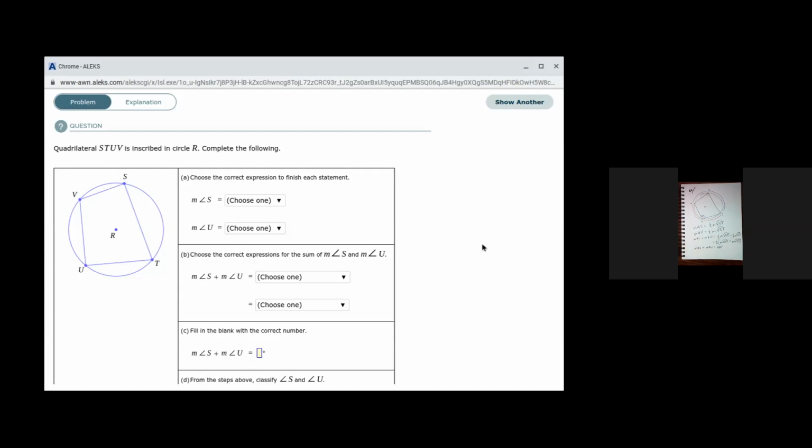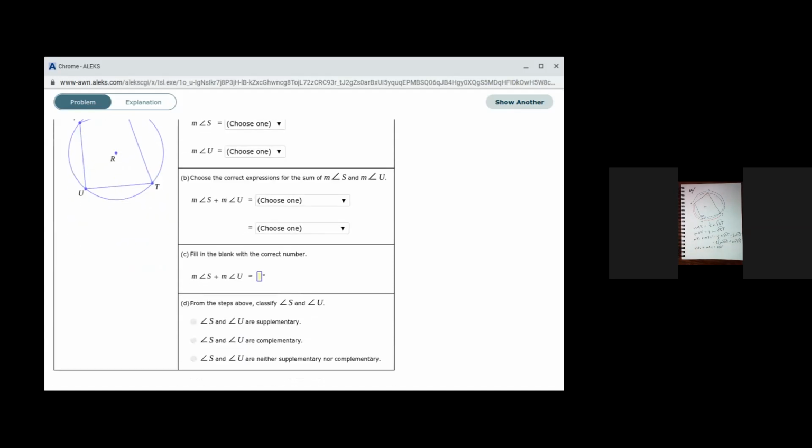Let's slide this guy down. What else do we know? From the steps above, classify angle S and angle U. Well, angle S and angle U add to 180, so angle S and angle U are supplementary.